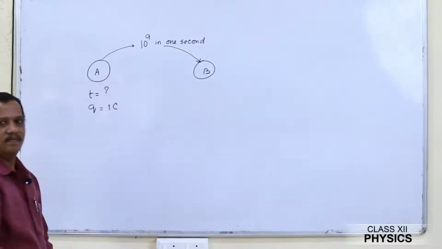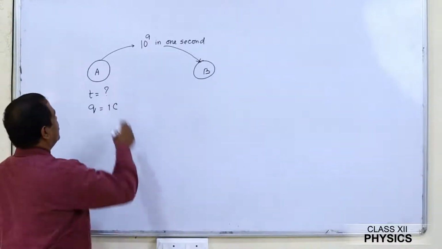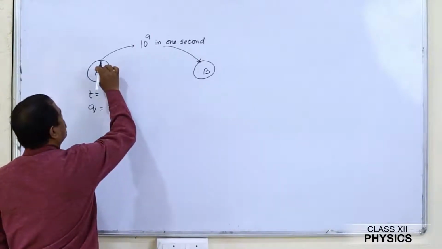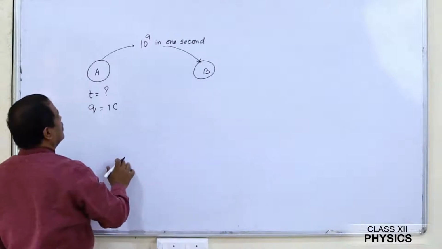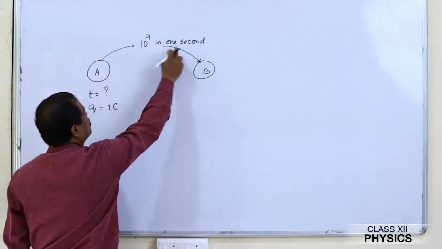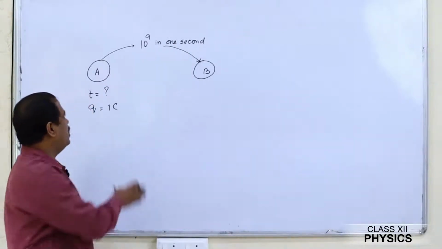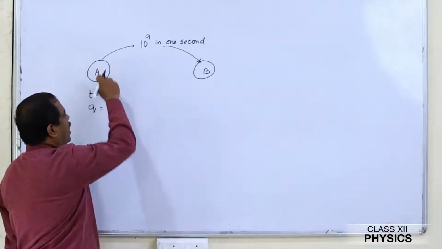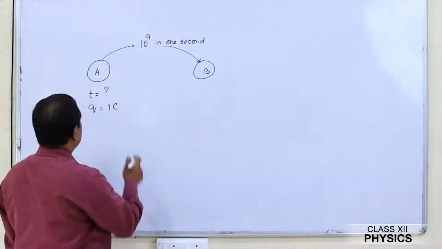This is the case. So let me repeat the problem. I say that I have two bodies A and B. Electrons are being removed from body A and put on body B. The rate at which the electrons are removed from body A is 10 power 9 electrons in 1 second. The problem is, we need to calculate the time taken for body A to have a charge of 1 Coulomb. So let's move on to the solution.